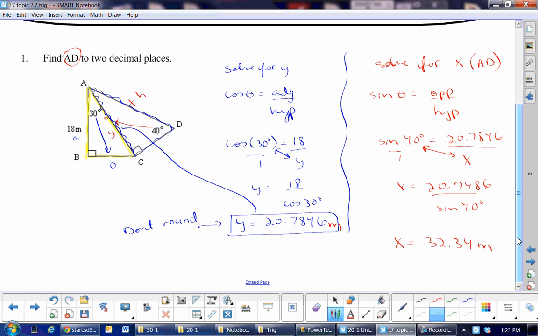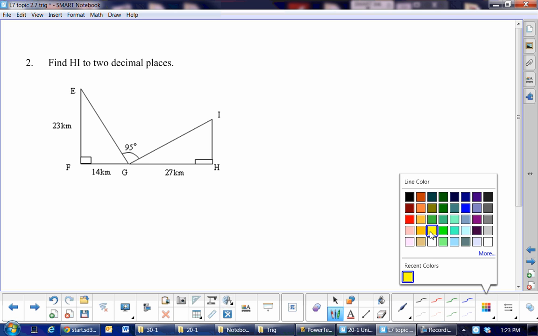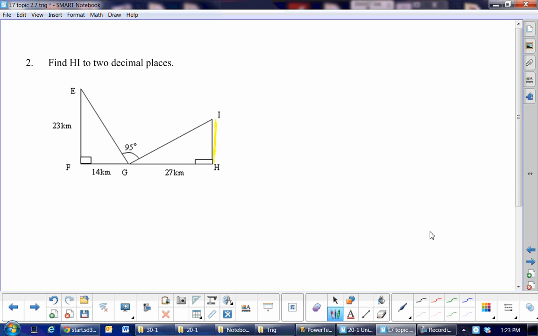Okay, keep going here. Find HI to 2 decimal places. Okay, HI. So if I get my highlighter here, I am finding this. Okay, so that's HI. So right away, if I want, I can call that X. Now, before you do anything, we want to see if we can find out any angles. Is there anything we have missing? Okay, no, I don't think anything's missing. We can't find this or this yet by just looking at the angle.